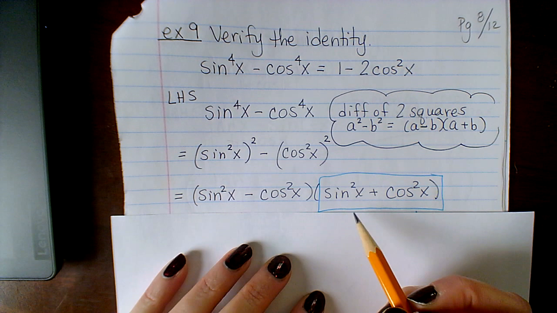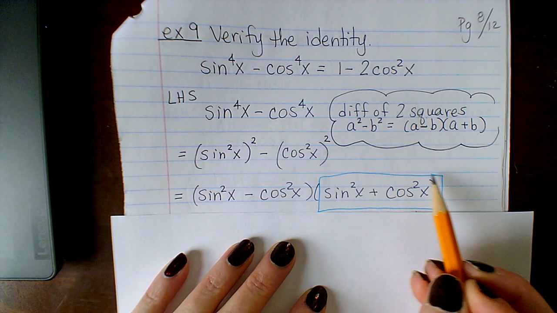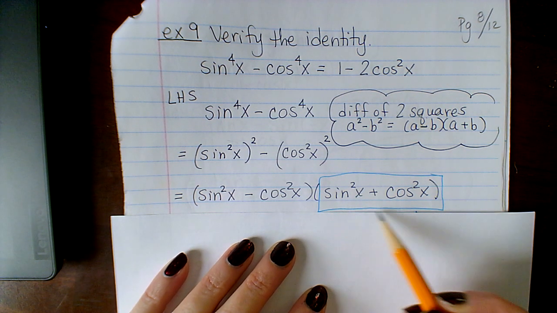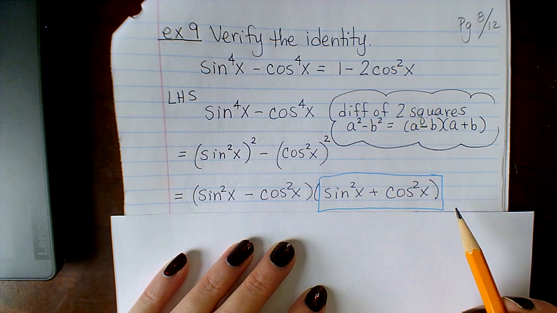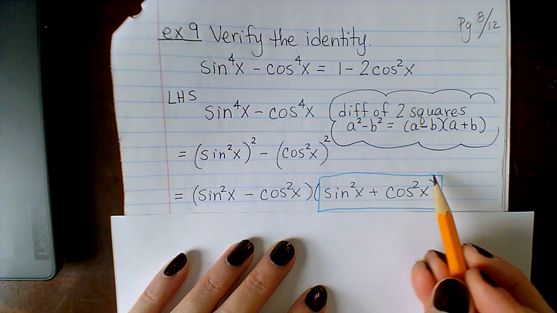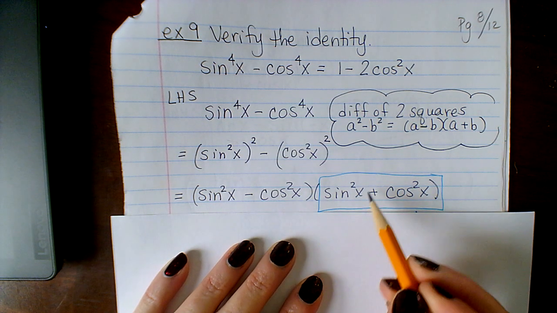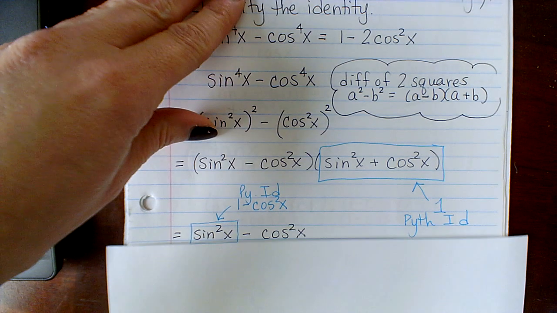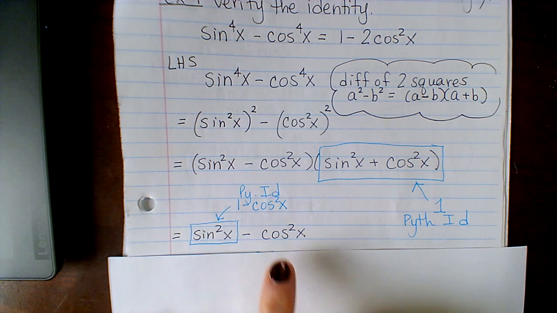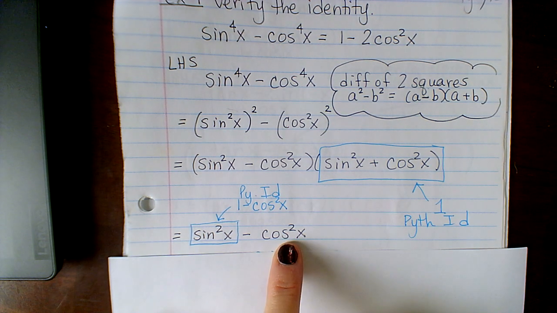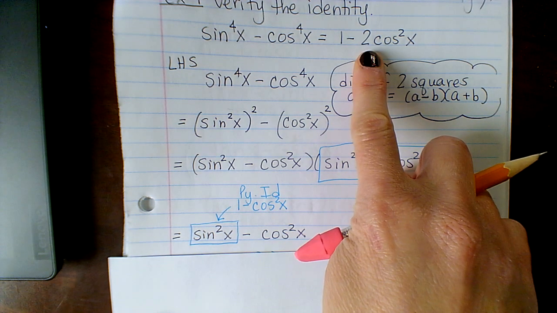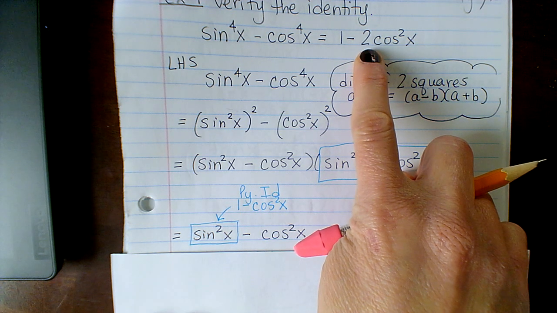Now check out what happens once I factor it. I end up with this a plus b business over here that's sine squared plus cosine squared. We know that's just 1, so that's pretty sweet. So we get this parenthesis times 1. So I don't even have to write that times 1, so I'm just going to bring down that subtraction. I want it to look like this.